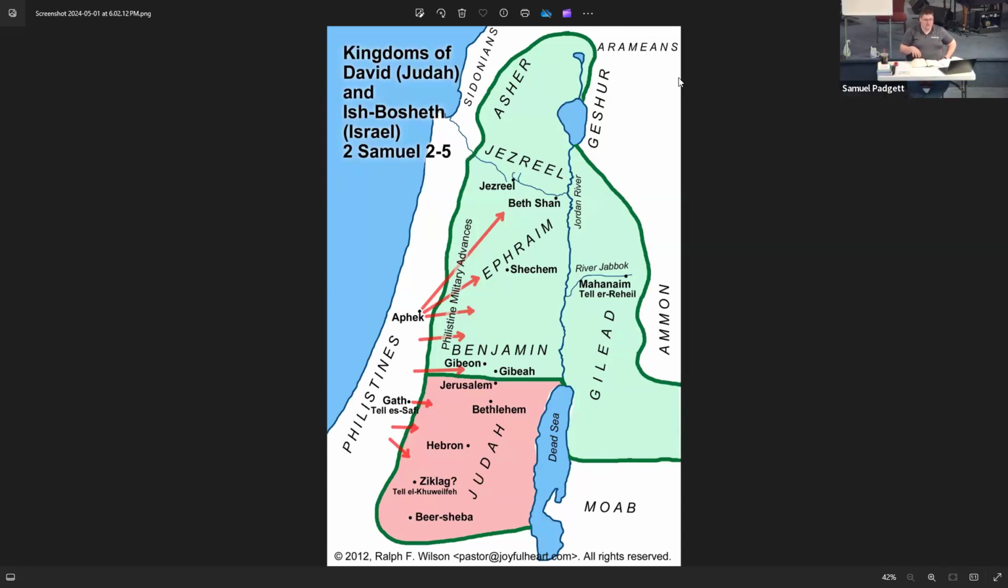So I didn't find a good picture of Jerusalem at the time that David took it, but this was an incredibly difficult city to take. It was a walled city on top of a hill, and it's on top of a really high slanted hill.